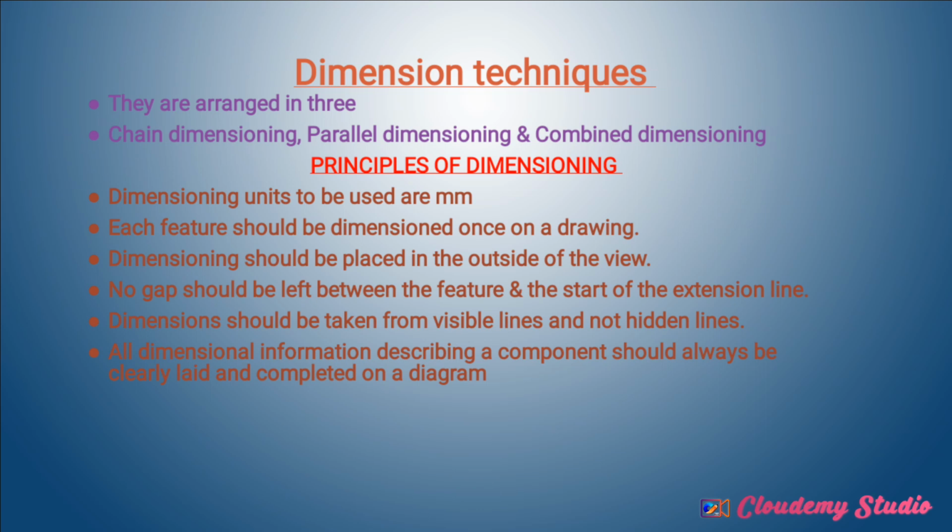So you cannot use hidden lines such as the dotted lines to show that you have dimensioned an object. You have to use a thick continuous line. Then all dimensional objects describing a component should always be clearly laid and completed on a diagram. So if you're dimensioning, make sure that you write the units.